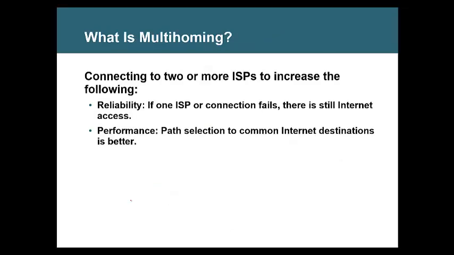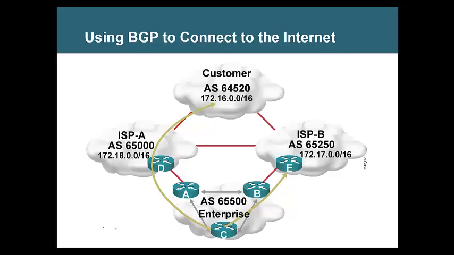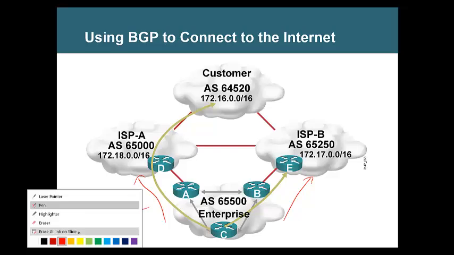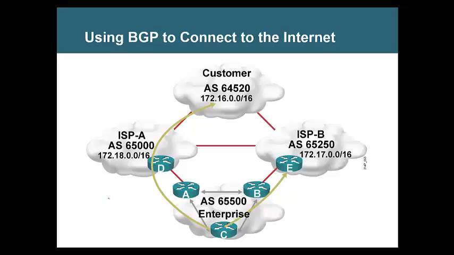Fine. Now, BGP is used mostly in multi-homing scenarios. Just now I showed you what multi-homing is: connecting to more than one upstream ISP. You know what upstream is? The autonomous system on top is an upstream. It can be an ISP, it can be another customer, or whatever the other autonomous system is.